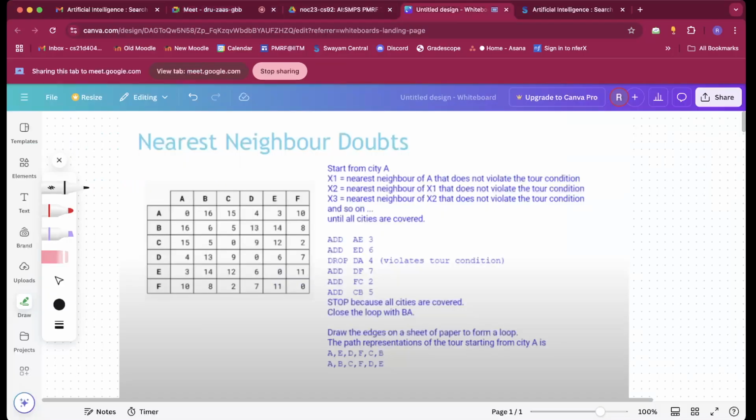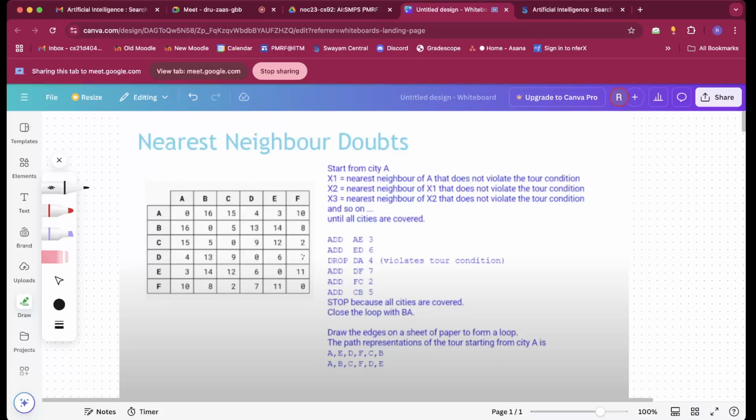Okay, so here we are given a distance matrix. A, B, C, D, E and F are the different cities, and we have to construct a TSP tour. The traveling salesman problem is what we have to solve. We have to maintain the condition that each city has to be visited exactly once, and we have to select the minimum cost tour.